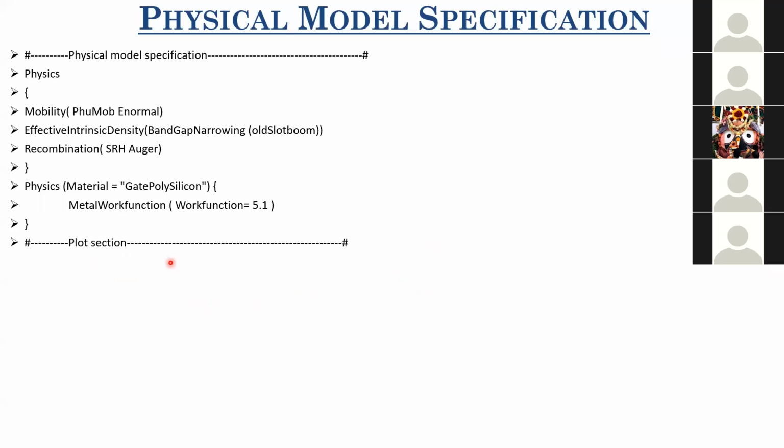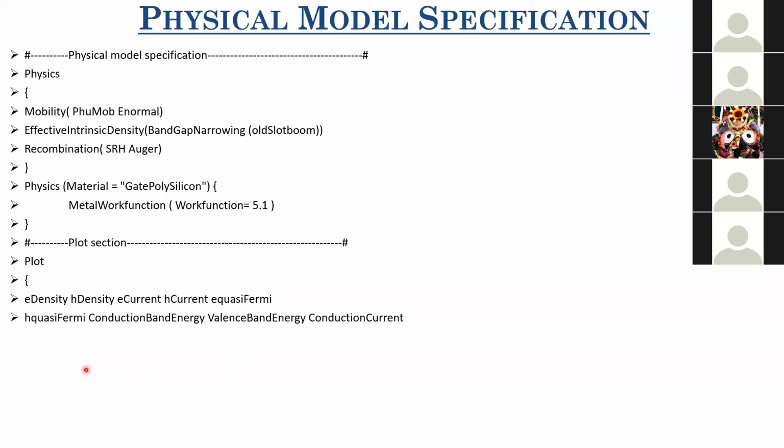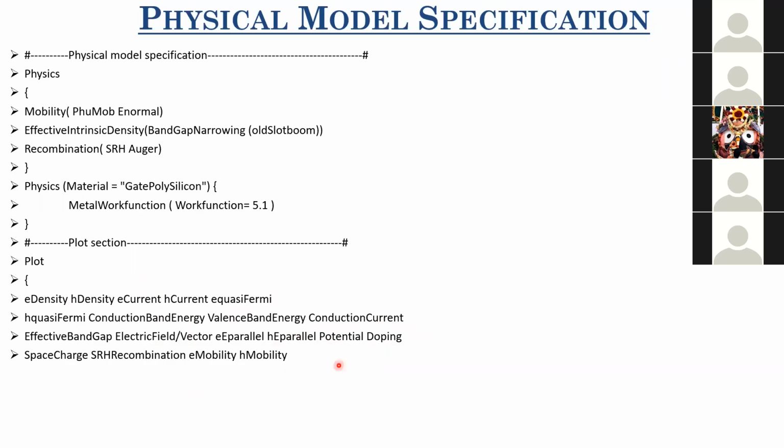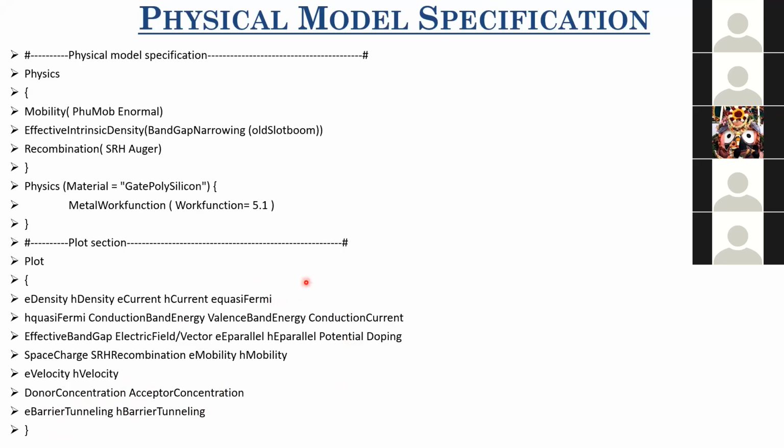Then we have to define what exactly are the microscopic parameters that we want to plot. Here I have plotted electron density, hole density, currents, quasi Fermi levels, conduction band energy, valence band energy, conduction current, band gap, electric field vector, electric field in the direction of the current, electric field in the direction of holes, then potential, the doping profiles, space charge, the SRH recombination rate, the electron and hole mobility, the electron and hole velocity, donor concentration, acceptor concentration, tunneling rates, electron barrier tunneling rate, hole barrier tunneling rate, and so on. So you have the option of defining almost all the microscopic parameters that you want to analyze.